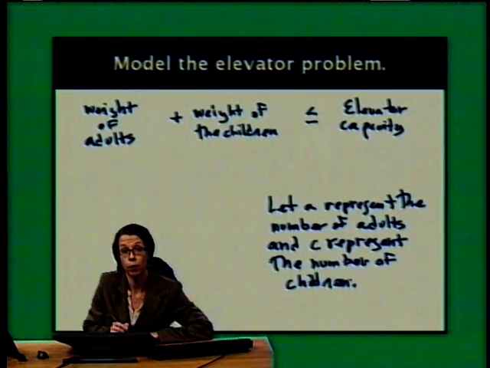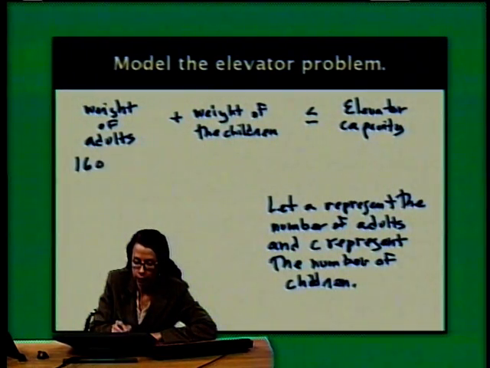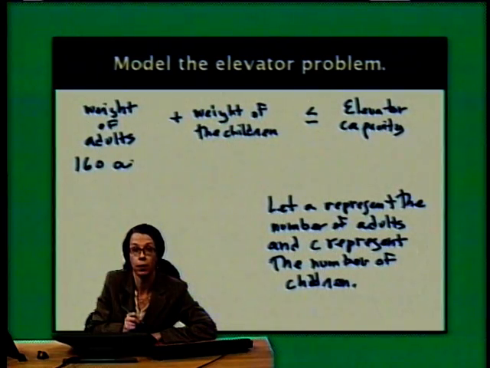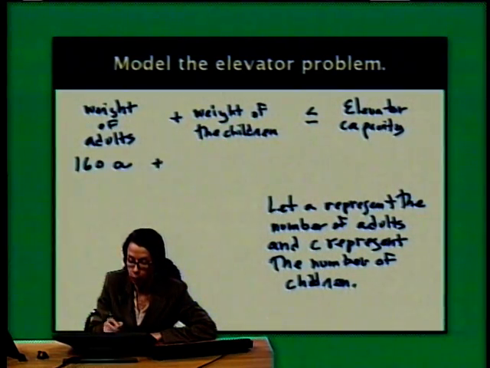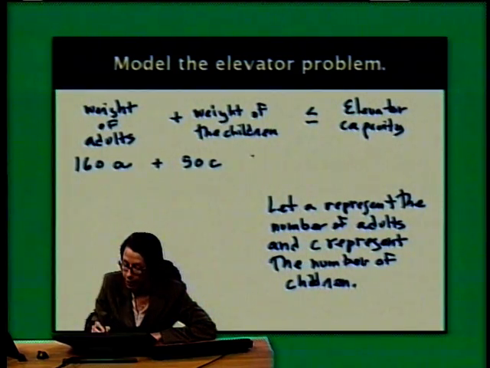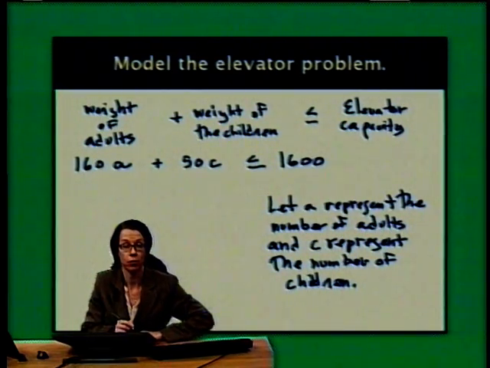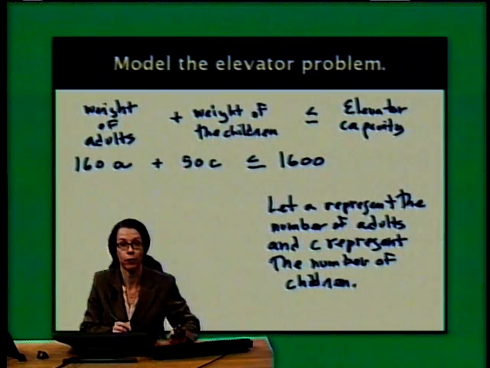So using my verbal model, it will be very easy to write down an inequality. I take the average weight of an adult and multiply it by the number of adults. And I'm going to add to that the average weight of a child multiplied by the number of children. And that has to be less than or equal to the elevator capacity. So now we have an inequality that we can graph.